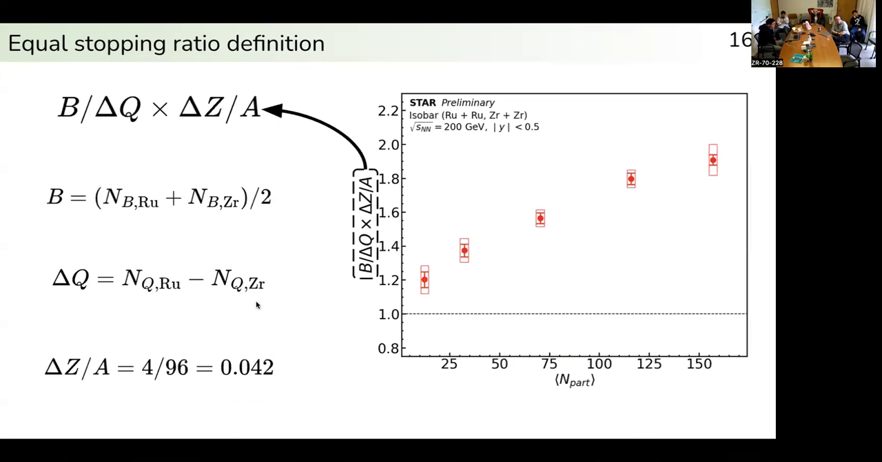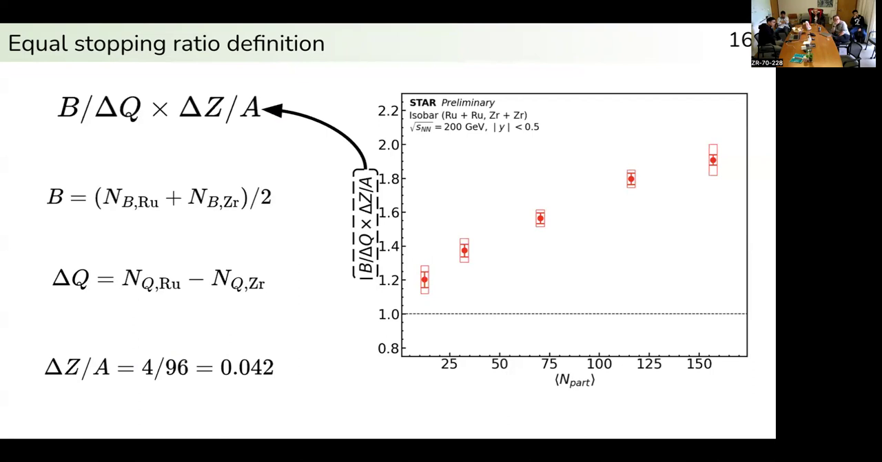The NQ is the net charge. Yes. Is that right? Yes, you're right. So this is the net baryon number and the net charge measured at midrapidity.